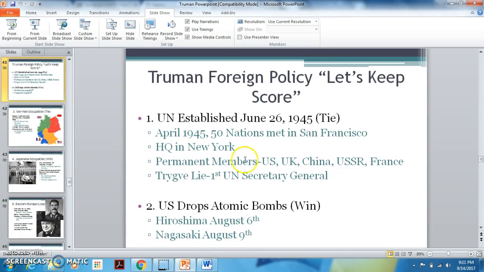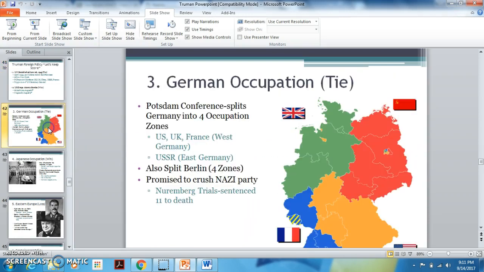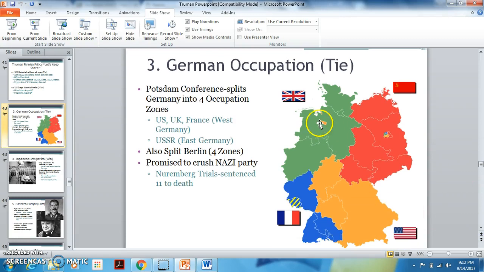Okay, so 1 is the establishment of the United Nations. It's a tie. The United States gets a vote and veto power. The Russians get a vote and veto power. Headquarters located in New York. Number 2, it's a tie. We drop the atomic bombs. That's a win. We split Germany into 4 zones due to Potsdam. U.S. zone, British zone, French zone, Soviet zone. Note that there are 4 colors here in Berlin as well, which is buried deep within communist East Germany.